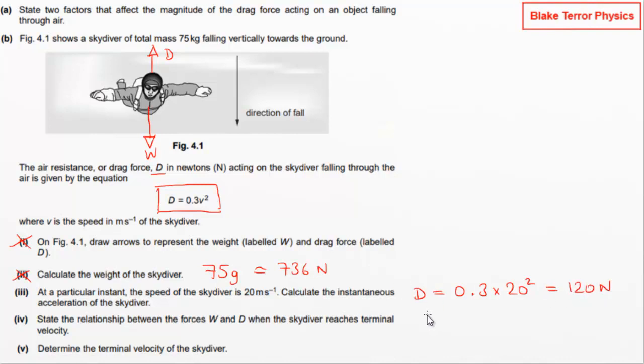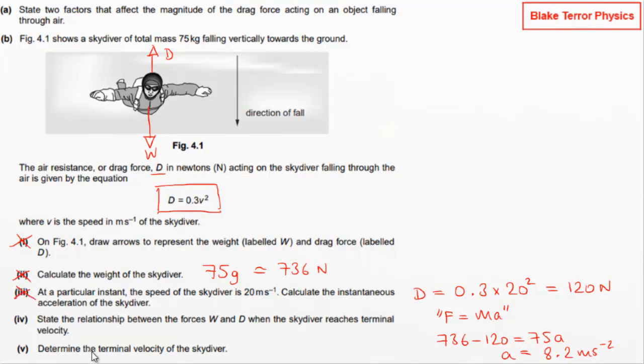So we can use Newton's second law, F equals ma. We've got 736 newtons going downwards, 120 newtons going upwards, and that is going to be 75 times the acceleration. So just plugging all of that into the calculator, we get the acceleration is 8.2 meters per second squared.